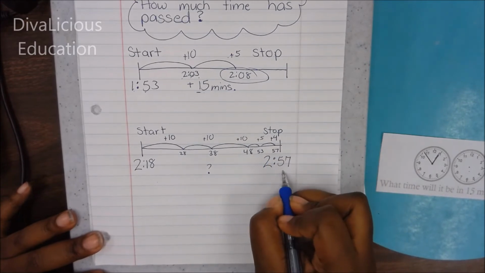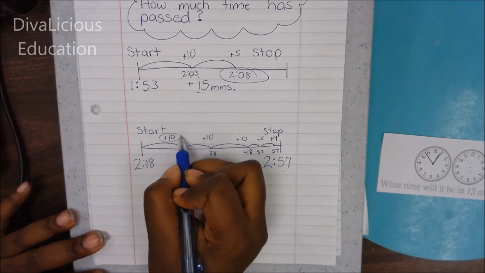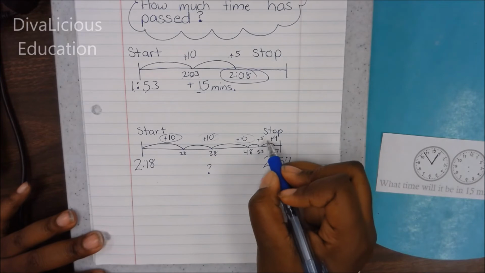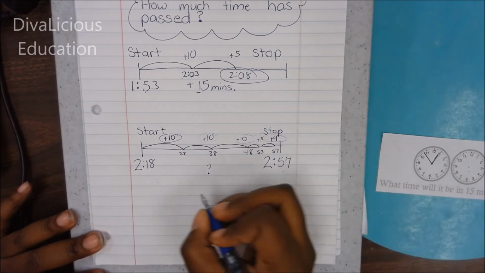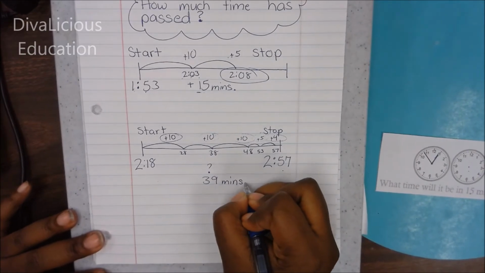So that got me to 2:57. Now I need to count up what I added. We added 10, 20, 30, 35, 39. So this elapsed time was 39 minutes.